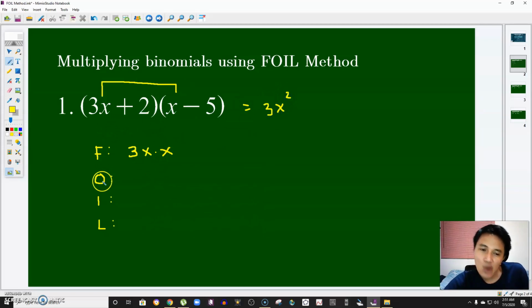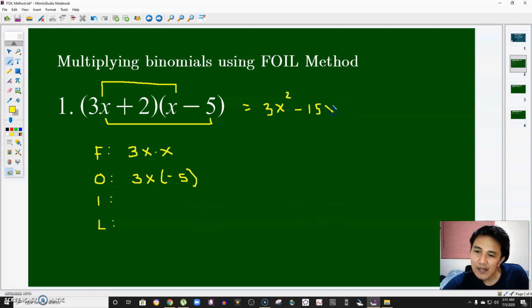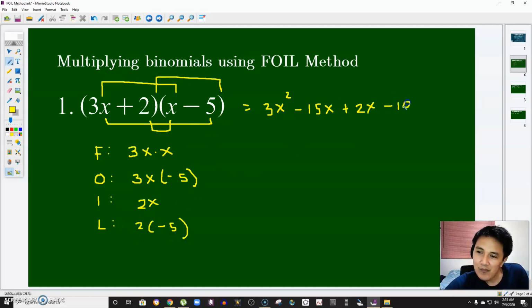Right? Next, O stands for outer. So I'm going to multiply the outer terms, which is 3x and negative 5. And 3x times negative 5 is negative 15x. Simple, right? Next, I stands for the inner term. So I'm going to multiply 2 and x. And the product is actually 2x. And lastly, I'm going to multiply the last term, which is 2 and negative 5. And the product is negative 10.